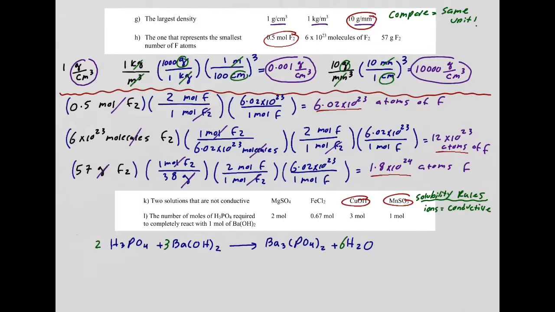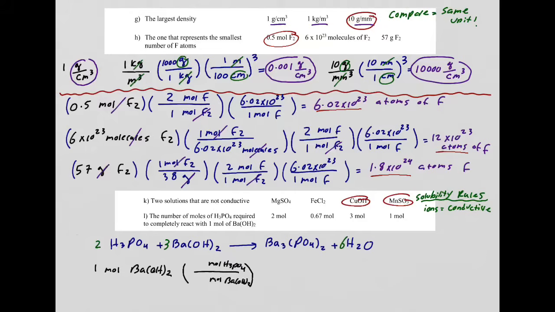They say you have 1 mole of barium hydroxide. Now what you want to figure out is the moles of phosphoric acid required. Well, we have a balanced equation to do a mole ratio, so I don't want the moles of barium hydroxide. What I want is the moles of phosphoric acid.